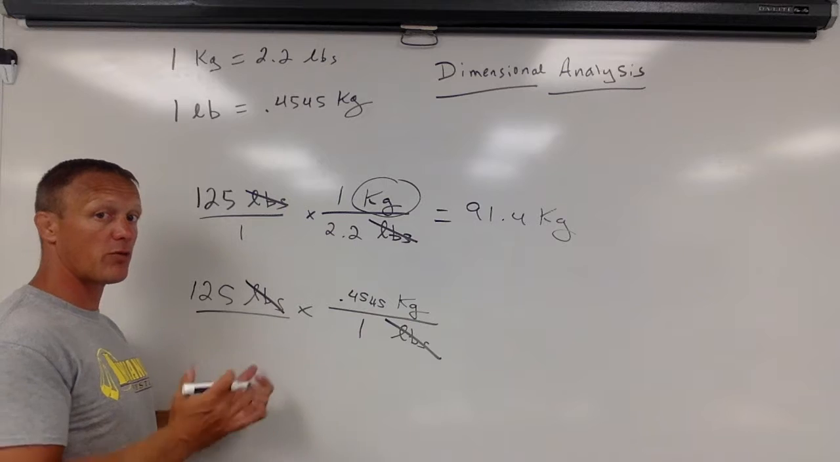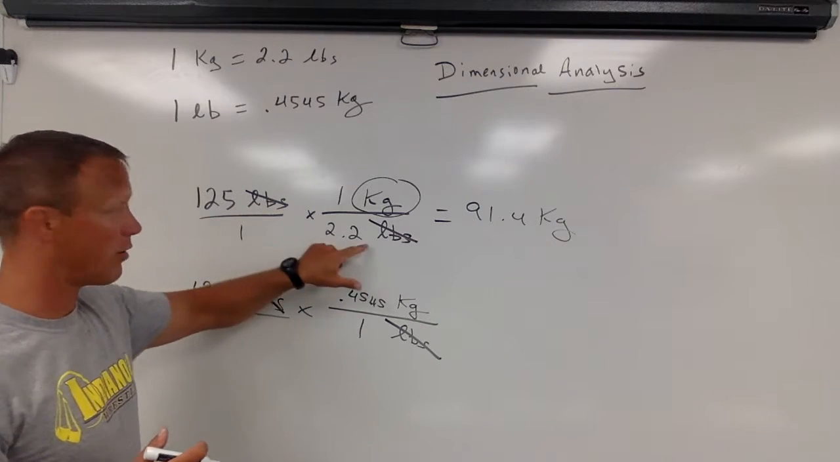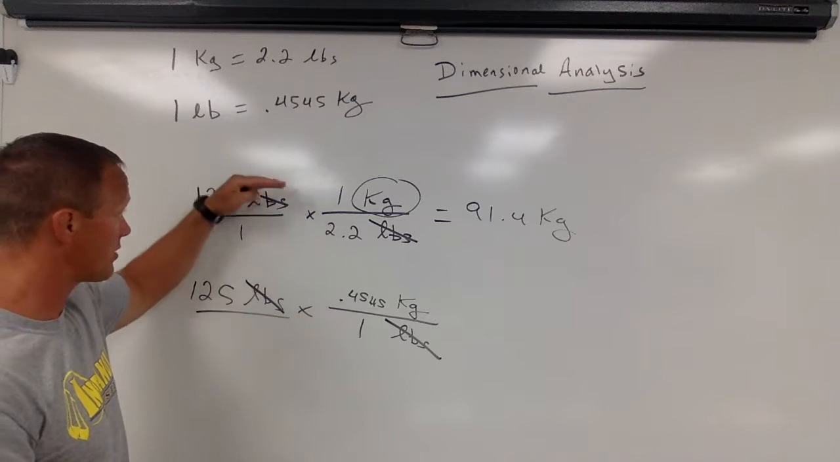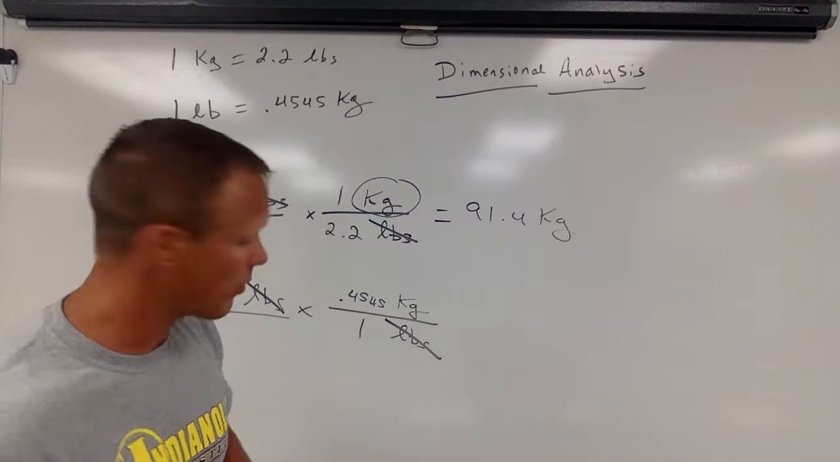Okay, so in one case I multiplied and in the other I divided. So if you're not sure, do I multiply or do I divide? My label will tell me. As long as my labels cancel, the one on top and one on bottom cancels, they work out. Let's do one more problem.